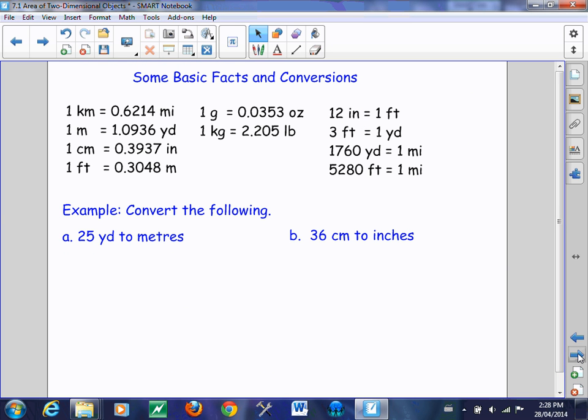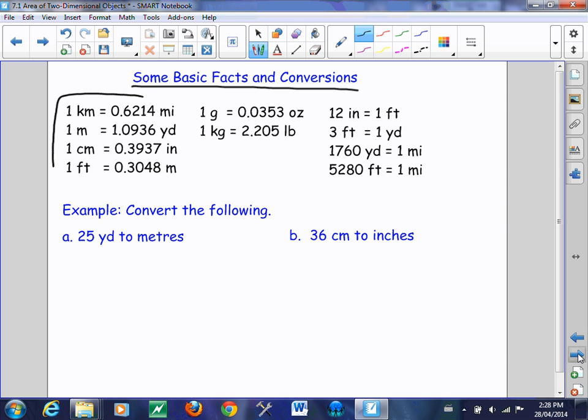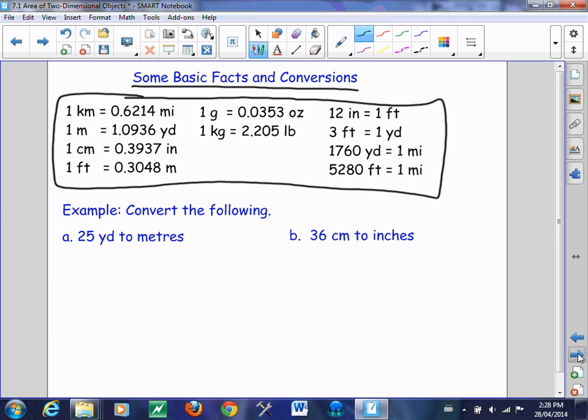All right, let's practice some conversions here, guys. Here's an example of some basic conversions. So just take this information. I probably got it off the website somewhere, and I made up some questions based on it. All right, example, convert the following. So we want to take a look at 25 yards to meters.